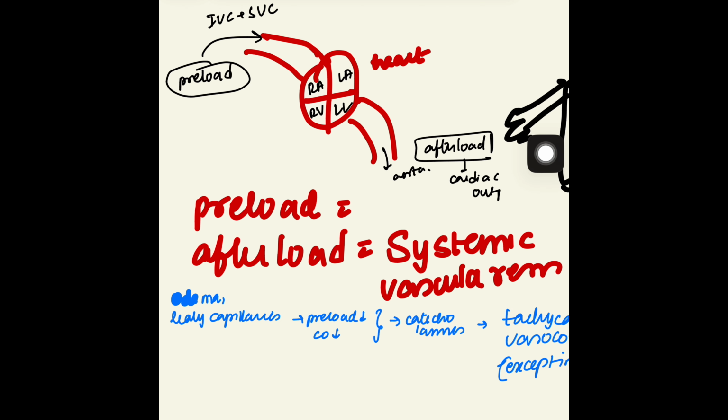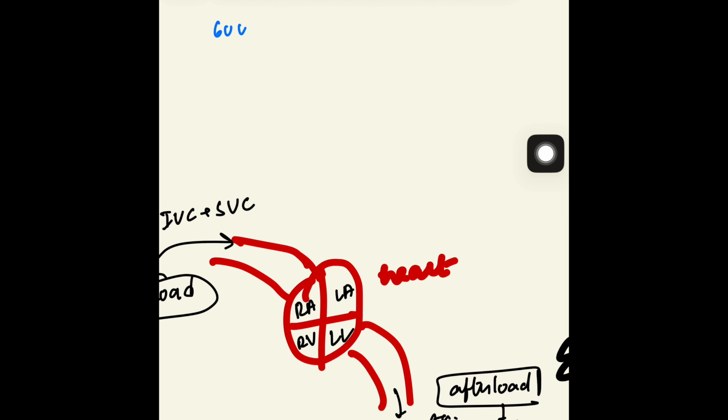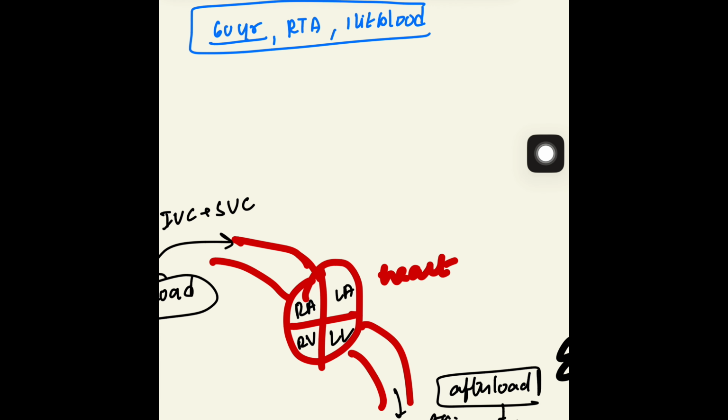Cardiac output. So imagine in shock. Imagine a 60-year-old male came with a history of RTA, and the patient has lost 1 liter of blood. So imagine a person has 5 liters of blood. He lost 1 liter. So this becomes 4 liters. So inside the body there are only 4 liters of blood. So what happens to the cardiac output? So the cardiac output decreases.